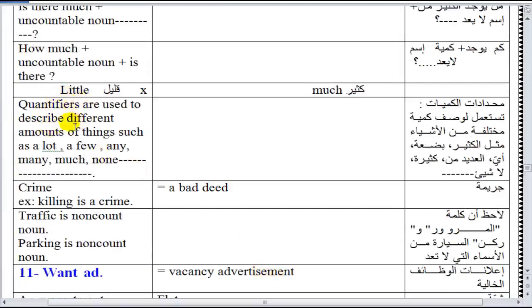Quantifiers are used to describe different amounts of things, such as a lot, a few, any, many, much, none. Crime, a bad deed. Killing is a crime. To kill someone is a crime. Traffic is a non-count noun. Parking is a non-count noun.